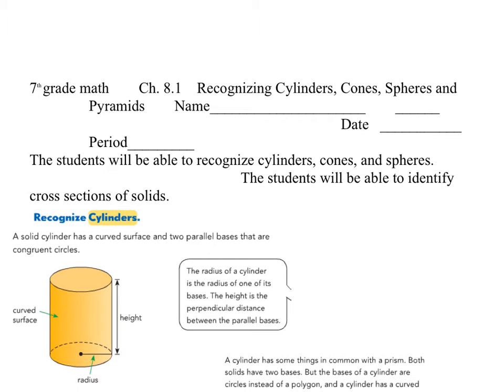Okay, so today we're going to do Chapter 8, Section 1, recognizing cylinders, cones, spheres, and pyramids. You'll be able to recognize cylinders, cones, spheres, and pyramids, and be able to identify cross-sections of solids.